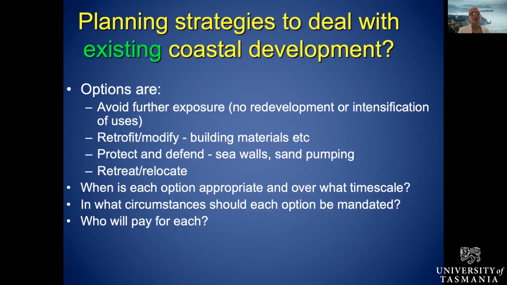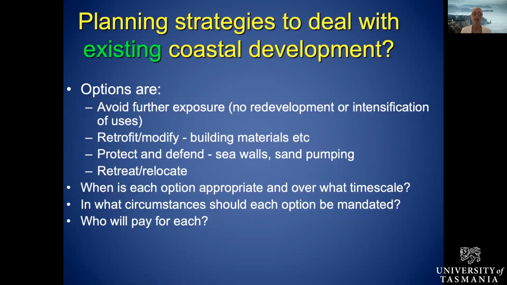So let's think about how we might think through options for existing development using our planning law instruments and what we have available to us within existing planning law frameworks. There are some options. We can avoid further exposure. If we've got little rundown shacks in an area, we could decide, well, we're not going to allow somebody to knock that shack down and build an apartment block because that would expose even more people and even more property to further coastal hazards. So we can avoid further exposure by refusing redevelopment or intensification of uses.